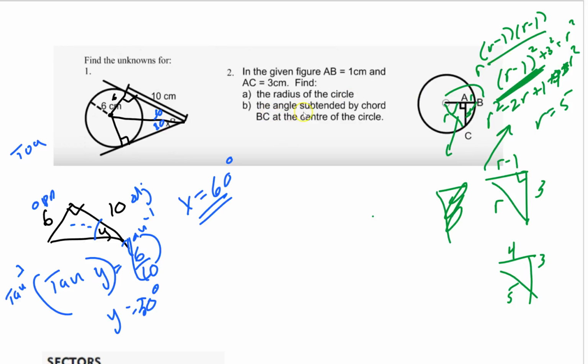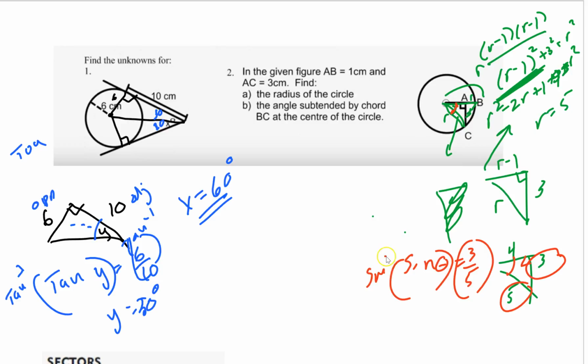The next one, the angle subtended by the chord BC at the center of the circle. That just means they want this angle, which is this angle. So that's a right triangle because we had a little right triangle right there. So solve it any way you want. I'm a little partial to sine. So sine is opposite over hypotenuse. So sine theta equals 3 over 5. Do sine inverse to both sides and get our answer.